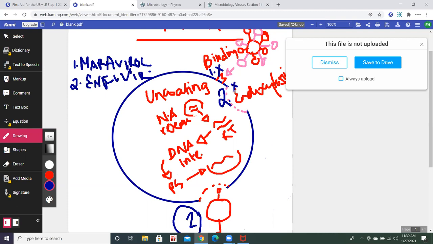And now the virus enters. And after the virus enters, the virus will uncoat itself. And unfortunately, we have no drug that will prevent viral uncoating. So the virus will uncoat itself. The virus will release its nucleic acid and it will undergo reverse transcription. Now, this process of reverse transcription, can we attack this process? Yes. This process of reverse transcription is attacked by two groups of drugs. That is nucleotide reverse transcription inhibitors, NRTIs, and non-nucleotide reverse transcription inhibitors, NNRTIs.